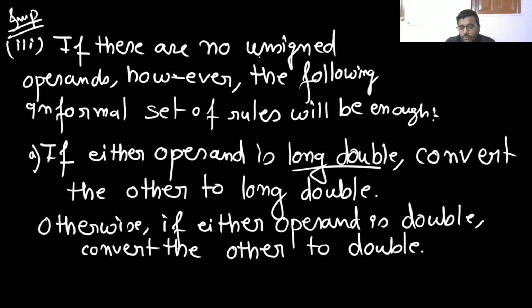However, if the operands are unsigned, where you are not going to have a negative number, the conversion rules are very complicated when unsigned operands are involved. The problem is that comparison between signed and unsigned values is machine dependent. What is that?